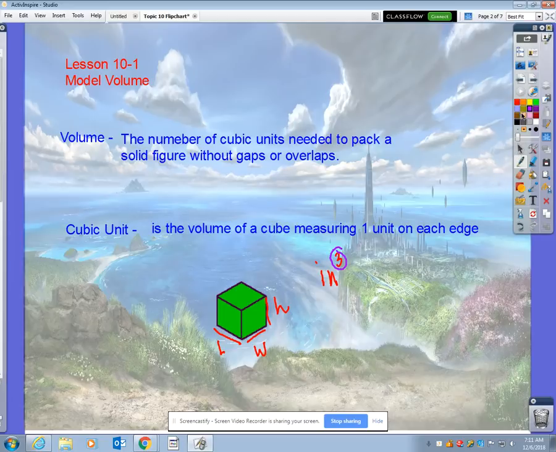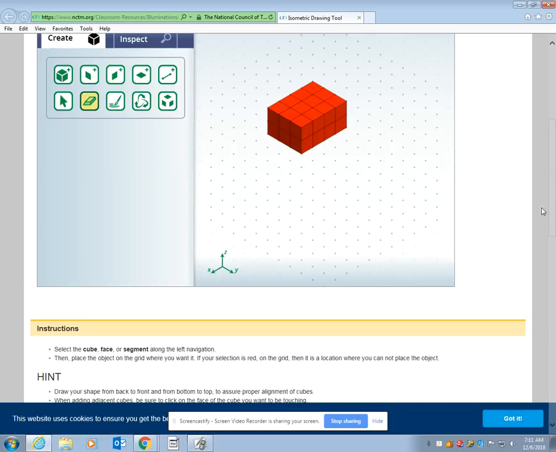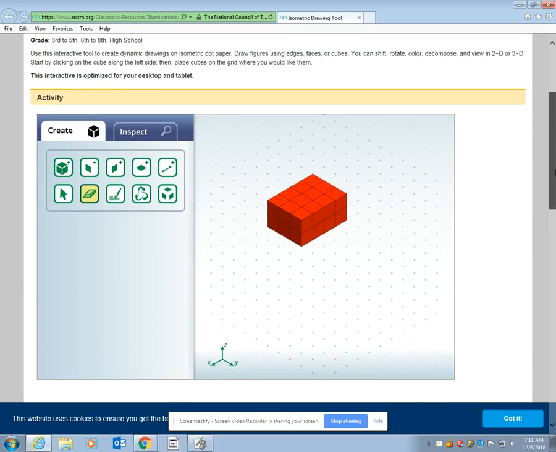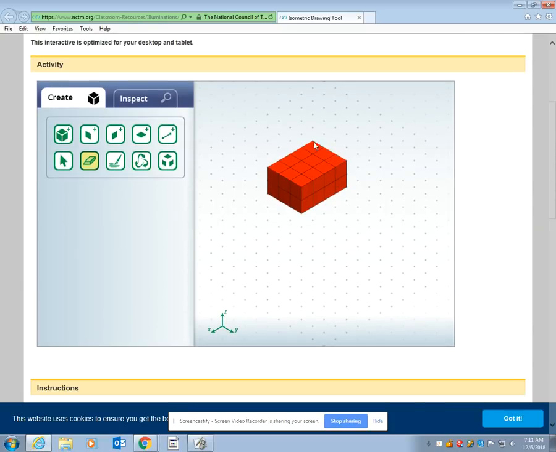So we're going to go ahead and head out to a website now to do some examples, and we'll see where we're at. Our website is the NCTM website, and I have a rectangular prism that has been filled with boxes, and each of those boxes is one cubic unit. So it is one unit by one unit by one unit.